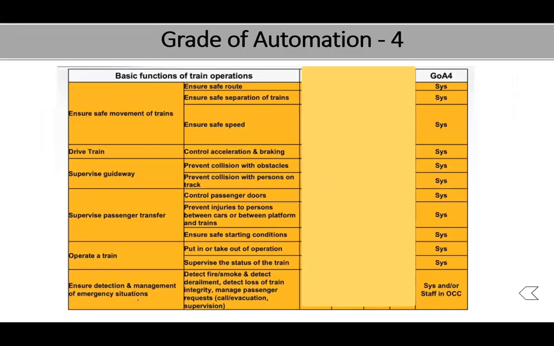Now, the basic functions of train operations are given in this table, where everything is system maintained or system managed. Here, the last one, ensuring detection and management of emergency situations, is mostly covered by the system, and in some cases it has to be taken care of by the operating control center, which will sometimes have access to the passengers' alarms and other things in case of any disruption or emergency. So the items in this table indicate that all the functions, movement, driving, supervising throughout the journey, passenger boarding, and train operation are made systematic and automatic.